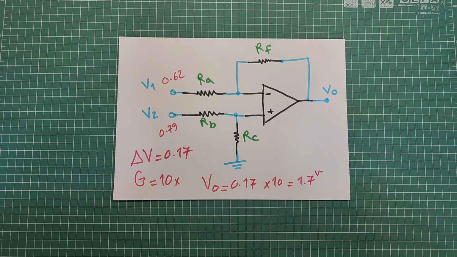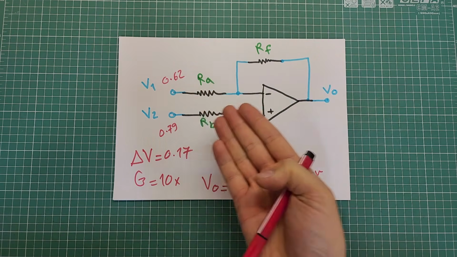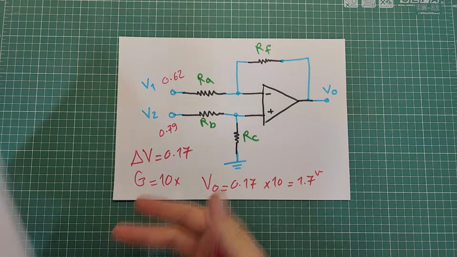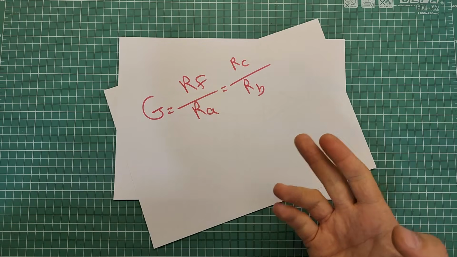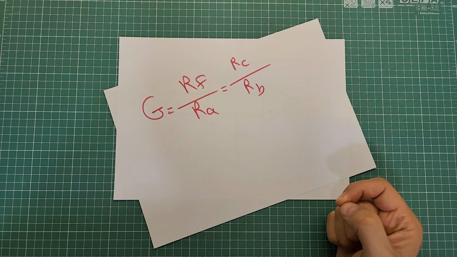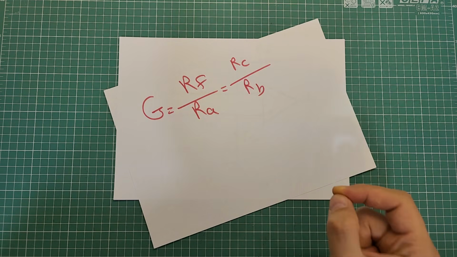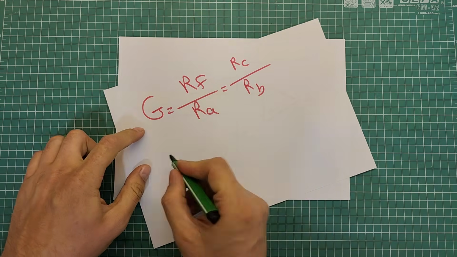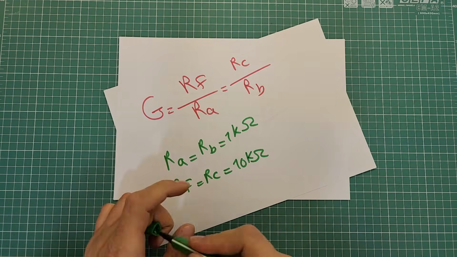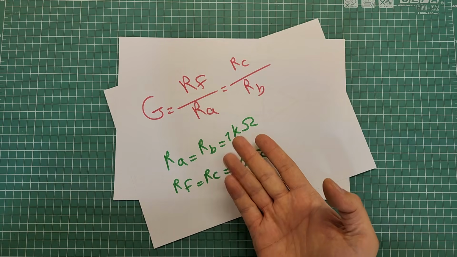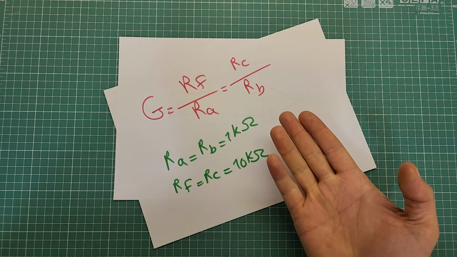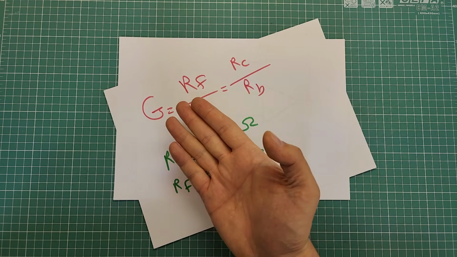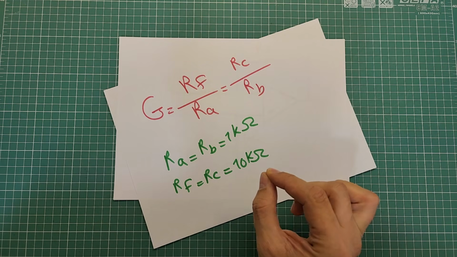The gain is set by RF, RA, RB and RC subject to these conditions. Suppose that you are going to set the gain equal to 10x. One simple configuration will be RA equal to RB equal to 1 kilo ohm and RF equal to RC equal to 10 kilo ohm. By this configuration, the gain will be equal to 10x.